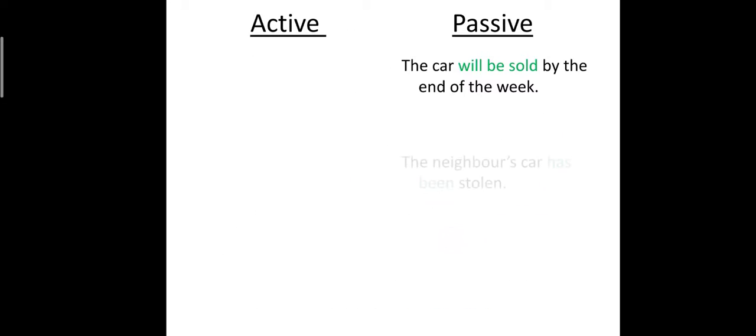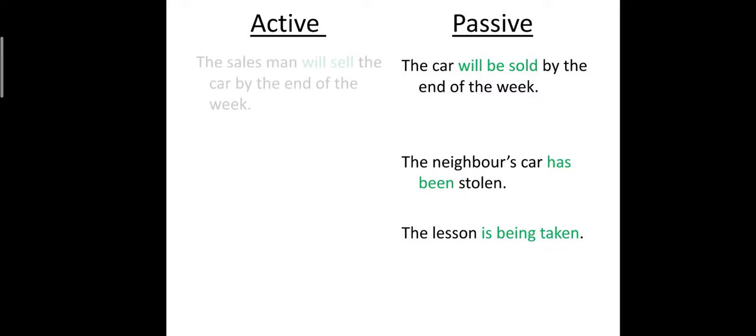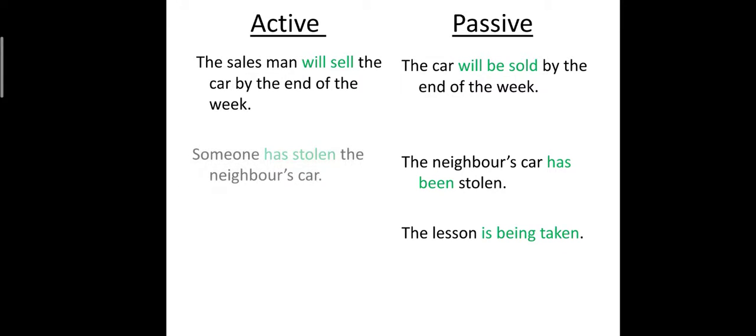Okay, we have here some examples in different tenses. The salesman will sell the car by the end of the week. It will be the car will be sold by the end of the week. Someone has stolen the neighbor's car. Present perfect. The neighbor's car, it is singular, has been stolen. Okay. The students are taking the lesson. The lesson is being taken. Present continuous.